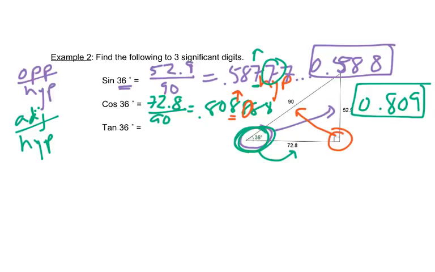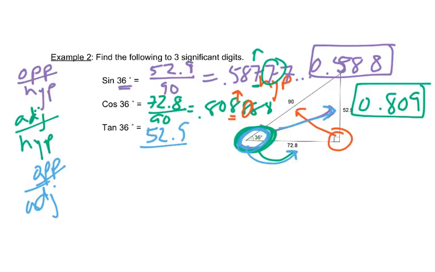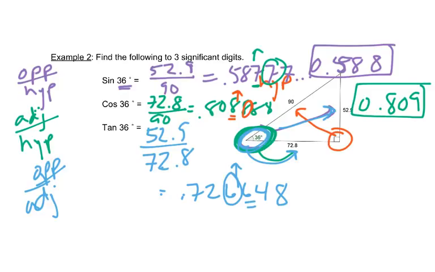And the tangent of 36 degrees, we're still looking at 36 degrees here. Tangent, remember, is opposite over adjacent. So the opposite would be 52.9, and adjacent can't be the hypotenuse, it's the other side, 72.8. If I do that division, I get 0.726648. 3 significant digits would be here. The 6 tells us to go up, so we get 0.727.